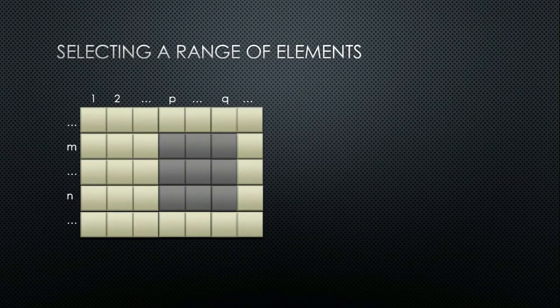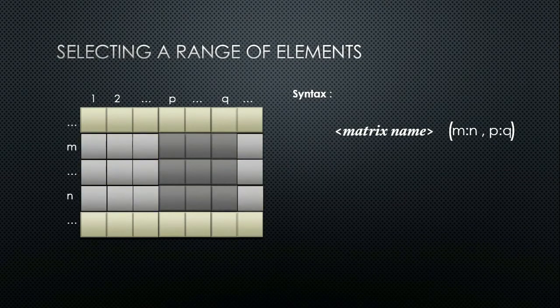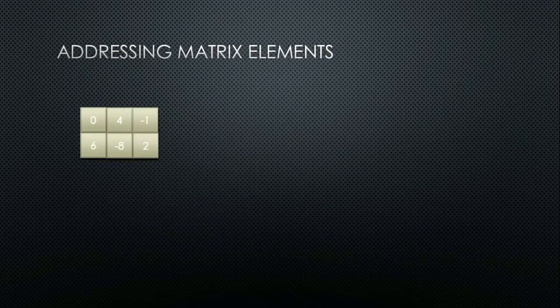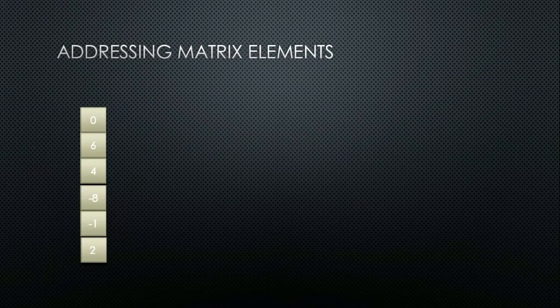To select a range of elements of the matrix, the syntax is matrix name followed by (m:n, p:q). This command will select the elements in the rows m through n and columns p through q. MATLAB stores two-dimensional arrays in the memory column-wise. So the command A(5) will return the fifth element column-wise.